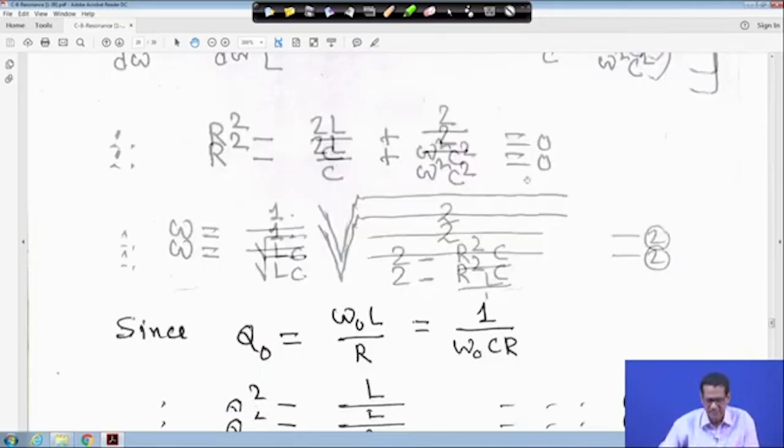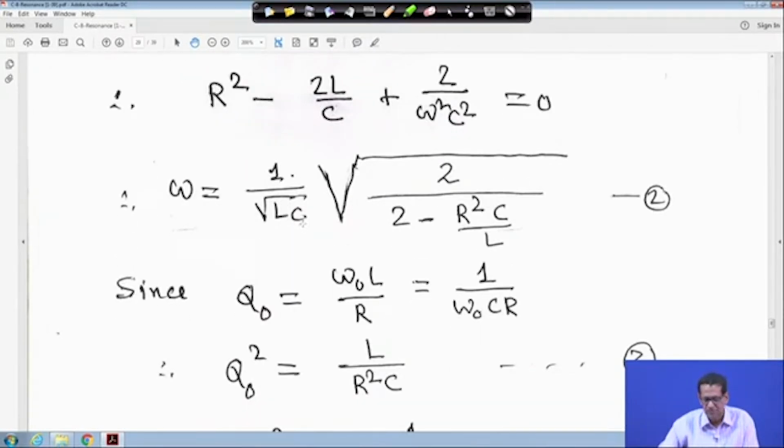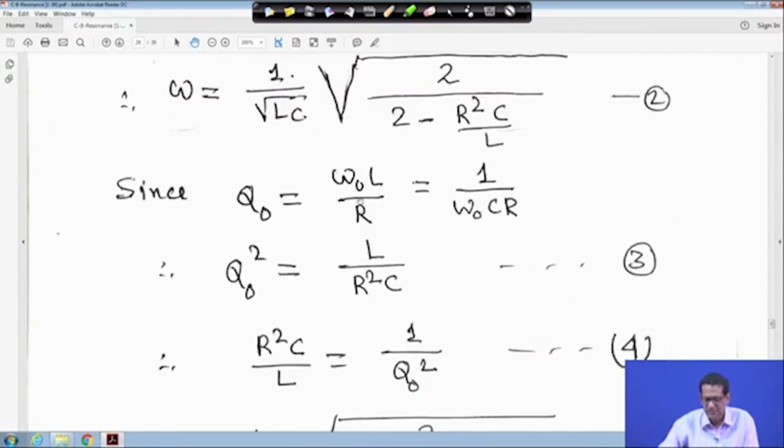You will get omega is equal to 1 upon root over LC into root over 2 upon (2 minus R square C upon L). But we have derived that Q0 is equal to omega 0 L upon R, which is equal to 1 upon omega 0 CR. If you multiply these, you will get Q0 square is equal to 1 upon R square C. This also we have derived.